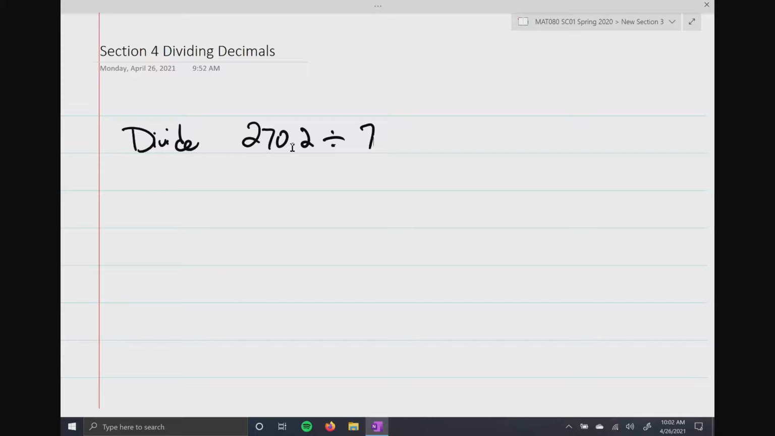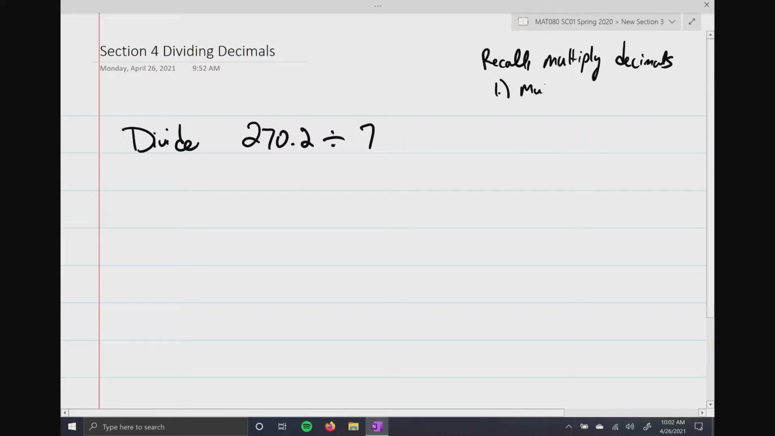So today we're going to look at dividing decimals. Now, if you recall, maybe I'll write this off to the right here. When you multiply decimals, which is what we did last week, step one, you multiply. Step two, you place your decimal. Okay, and there's a way to do that.